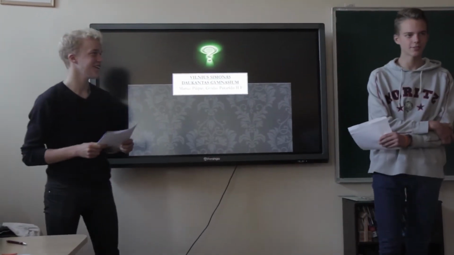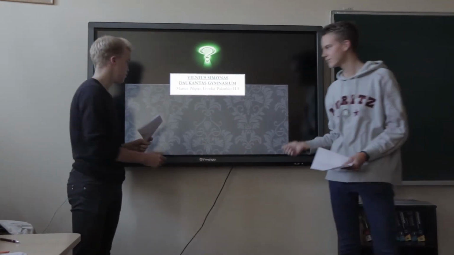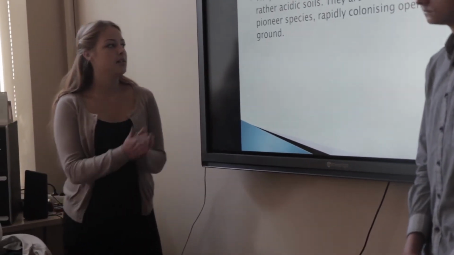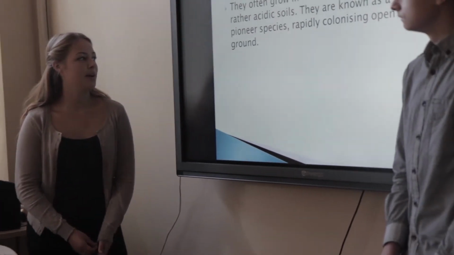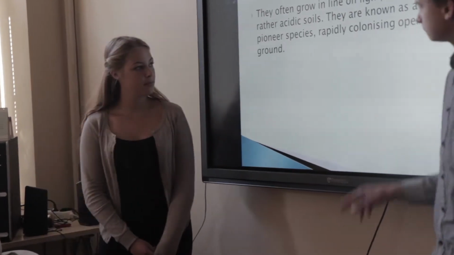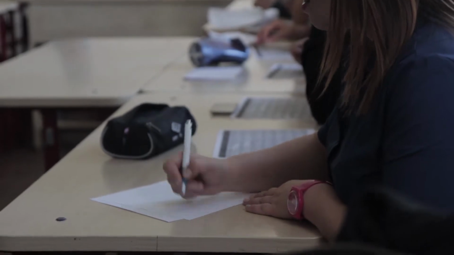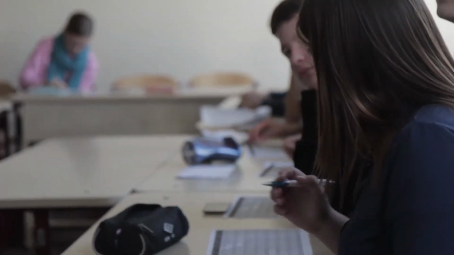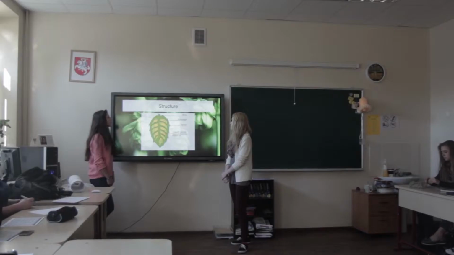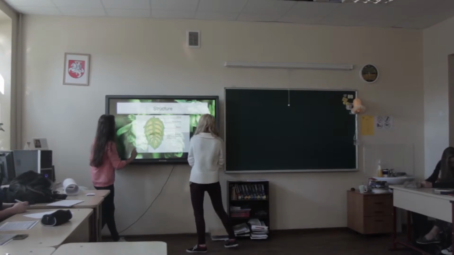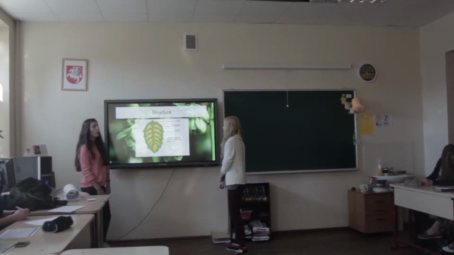I'm Rose, and I'm Gudas, and we are presenting our project about the plant. They often grow in light, well-drained, rather acidic soils. They are known as pioneer species, rapidly colonizing open ground. Indications: it's used to treat kidney or bladder diseases, mouth inflammations, acne, and eye diseases. And here you can see the structure of this plant, the bract, the bulb, and the glands, which are filled with essential oil.